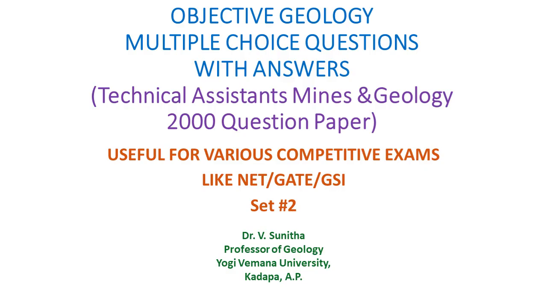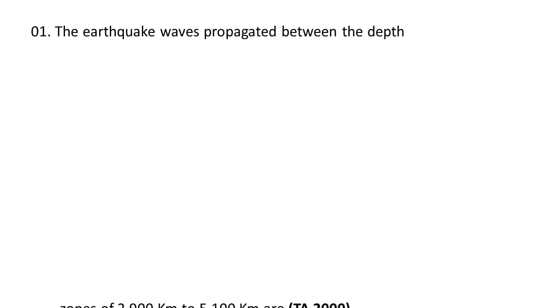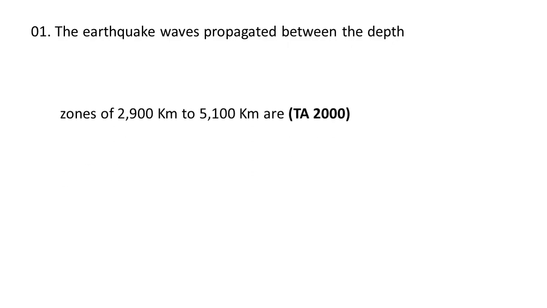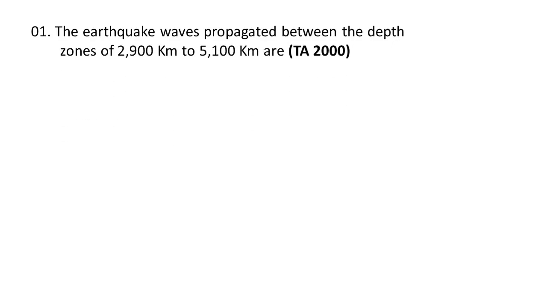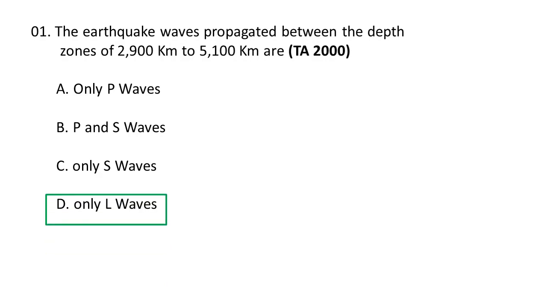Welcome to Set 2. Coming to the first question. The earthquake waves propagated between the depth zones of 2900 kilometers to 5100 kilometers are A. Only P waves, B. P and S waves, C. Only S waves, D. Only L waves. So the correct option is only P waves.